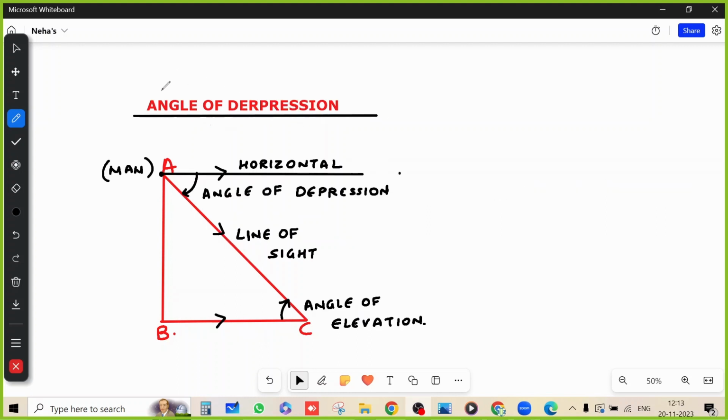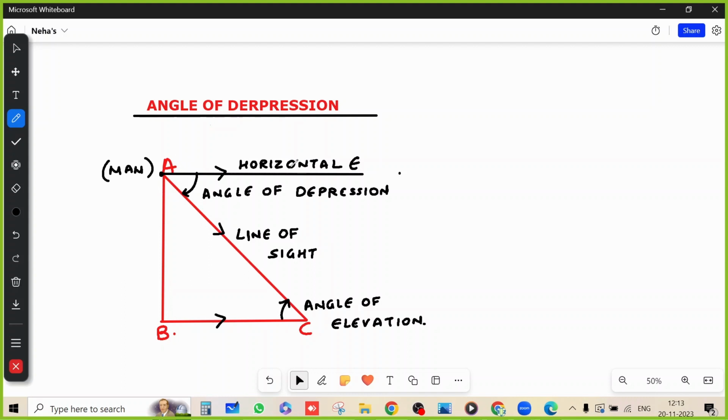Let us now understand what is angle of depression. Suppose a man is at point A and is viewing an object that is at C on the level ground. So the angle that is between the horizontal line here and the line of sight is called the angle of depression. The angle of depression in this figure will be angle EAC. Now, in this figure, if you look carefully, angle EAC, which is the angle of depression, will be equal to angle ACB, which is the angle of elevation.